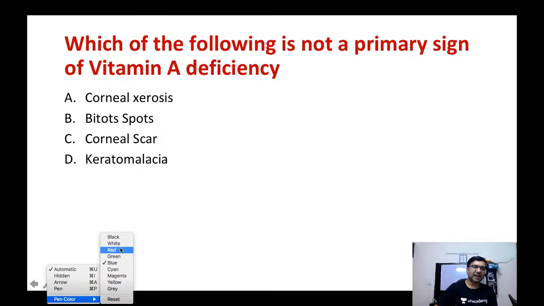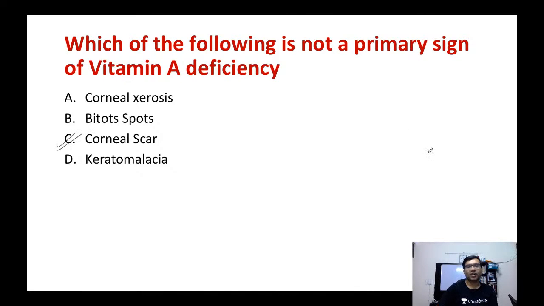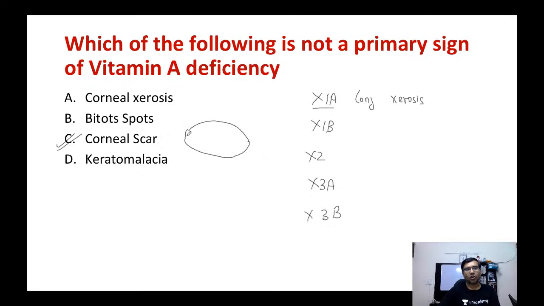So very good, Latika. The answer here is C, that is corneal scar. Now, what are the primary signs? These primary signs are classified into X1A, X1B, X2, X3A, and X3B. So what is X1A? The first sign is dryness of the conjunctiva. I call it conjunctival xerosis. The second is when we get some spots on the conjunctiva, foamy epithelium spots on the conjunctiva.